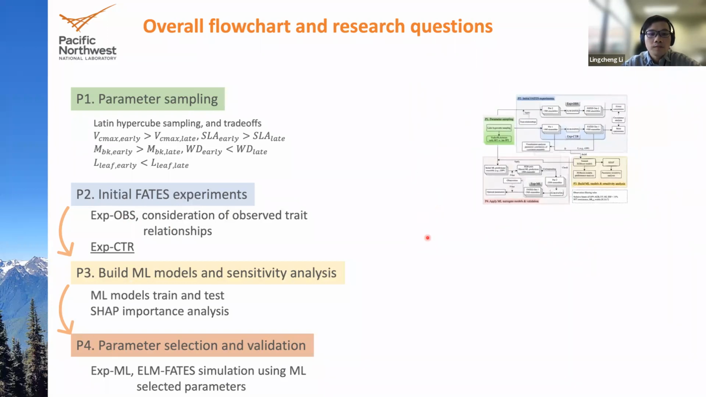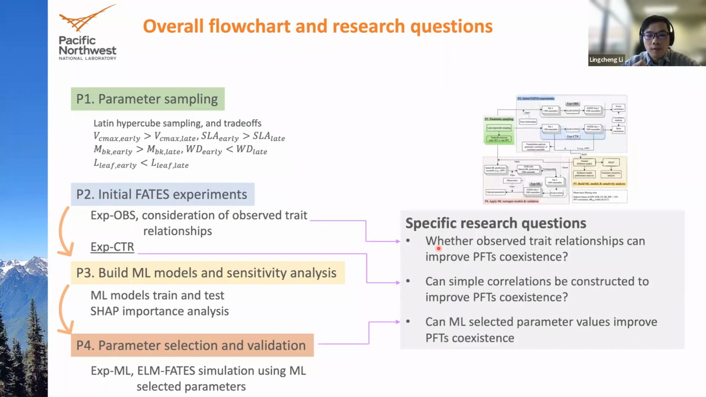And during this, I will answer three questions. Firstly, one of my experiments considers the observed trait relationships, so does considering the observed trait relationships improve the PFT coexistence modeling? The second question is, can we build very simple correlations based on our initial experiments, and how can this simple correlation guide the PFT coexistence modeling? The third question is, after we use machine learning, does machine learning really significantly improve the PFT coexistence modeling?